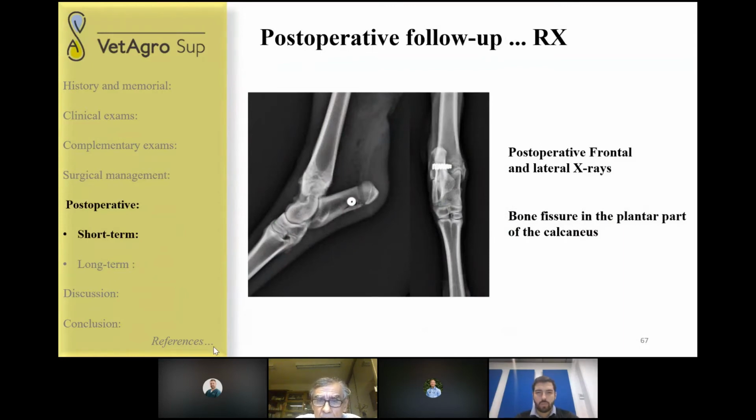But on the lateral view, you can see a small fissure, a crack, because in the goat, the calcaneum is very, very hard. After the tunnel, we tapped the tunnel to have the good shape and enough place for the screw and the ligament. But because of the hardness of this calcaneus, we had a crack.